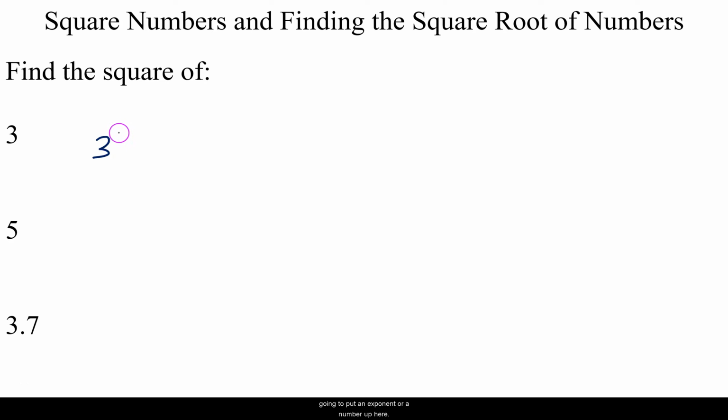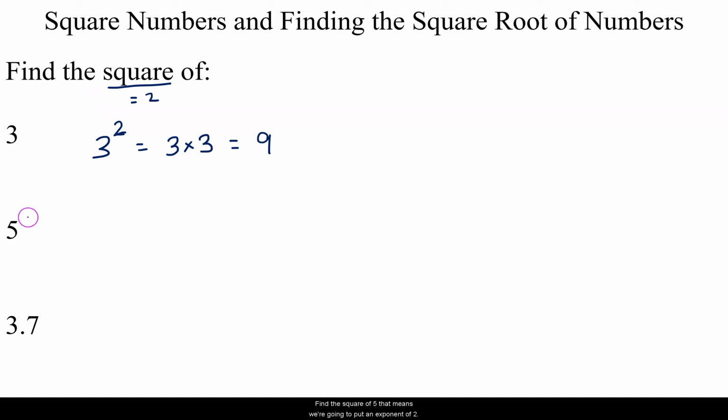So that means we're going to put an exponent or a number up here. And if we're squaring it, that means this number up here is going to be a 2. And what this is telling us is to do 3, our base, multiplied by itself 2 times. So 3 squared is the same as 3 times 3, and 3 times 3 is 9.